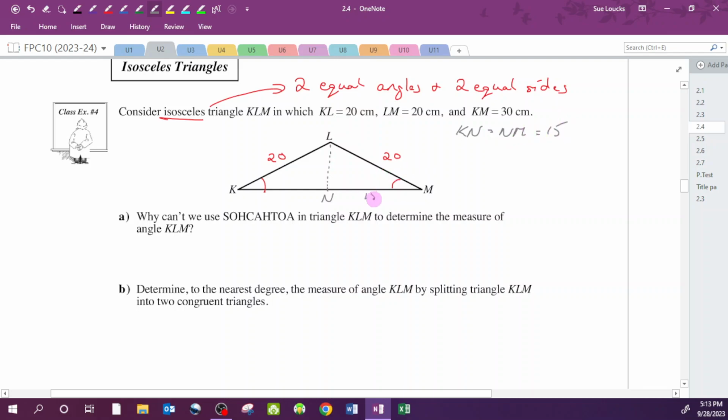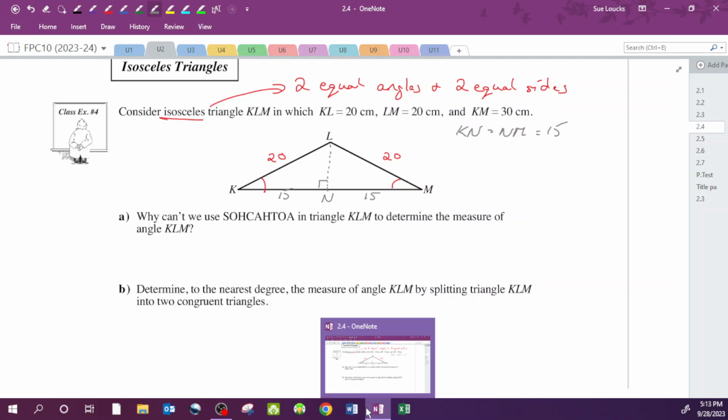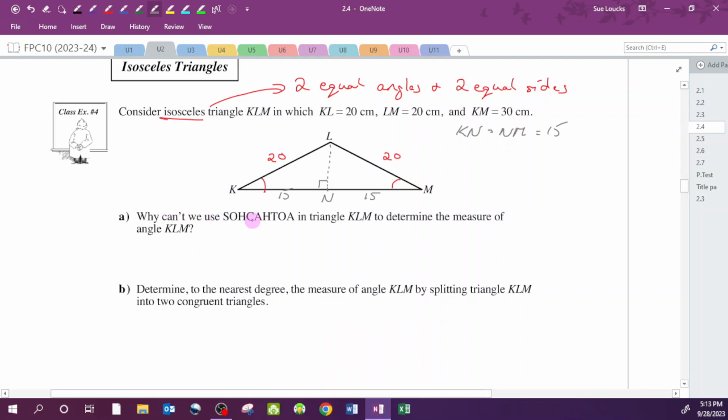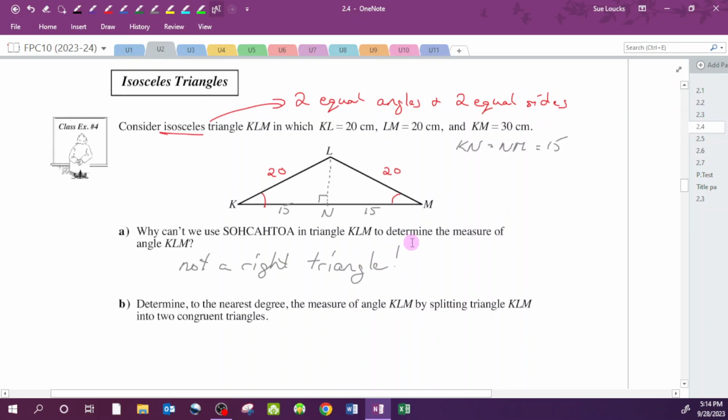So that's what I'm actually going to label on my diagram, because now I have a couple of right triangles, right? And I skipped ahead as well. I'm sorry. Why can't we use sine, cos, tan, or SOHCAHTOA in this triangle to figure the measure of angle KLM? It's because it's not a right triangle. So we can't use it directly, or we can't use it yet. We need to find a right triangle in it, which I've already kind of jumped ahead and done.